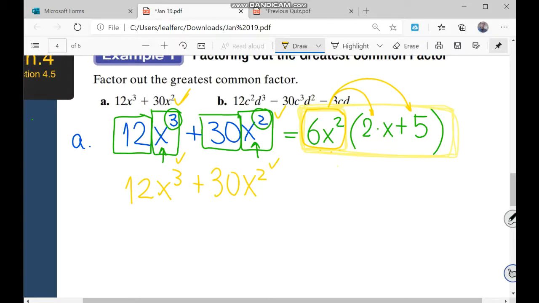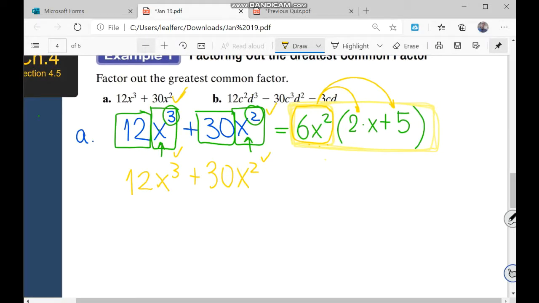What do you think? Is this hard, easy, or do you need some more explanation? Or maybe when we practice, it's going to be easier to understand. Any feedback? Anything that you want to ask, or you want to say about factoring out the greatest common factor? Anything at all?